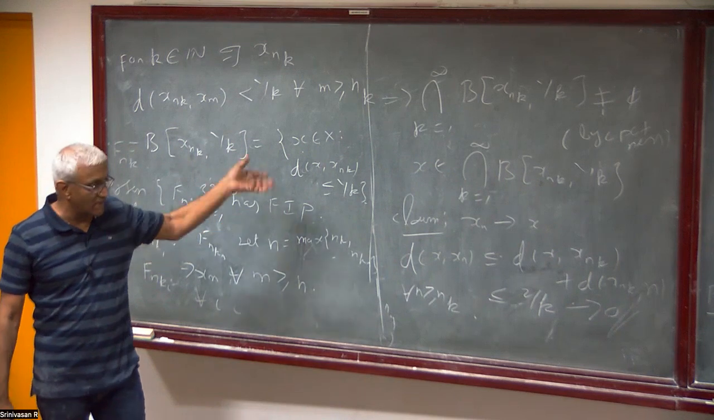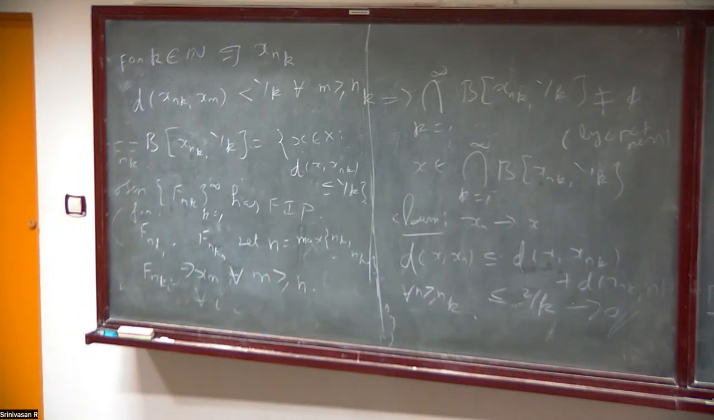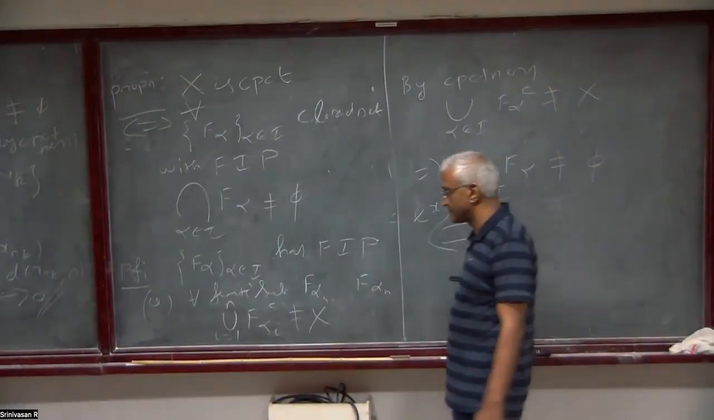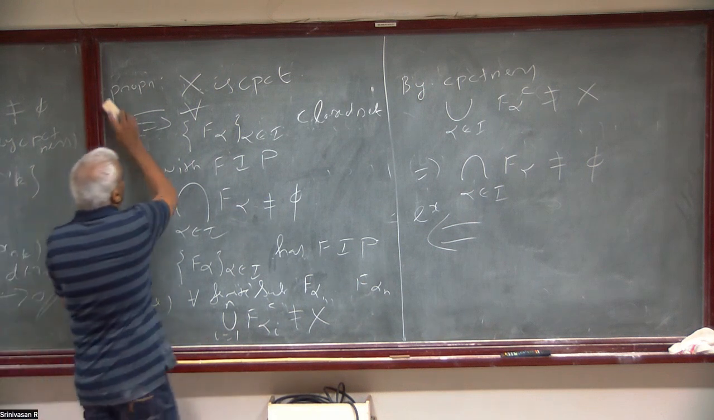So every Cauchy sequence converges. Look at it. If you have a doubt, you ask me. We started with the Cauchy sequence. We used the equivalent definition using finite intersection property. Then from that we got a limit. So it's complete and totally bounded.